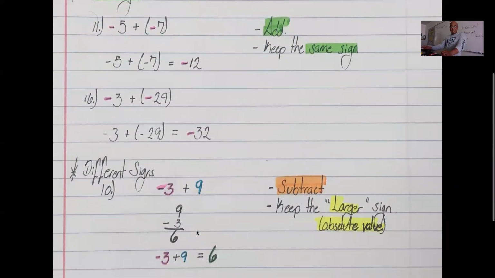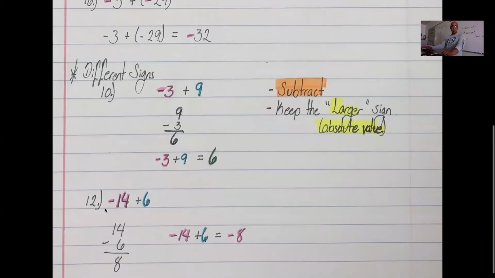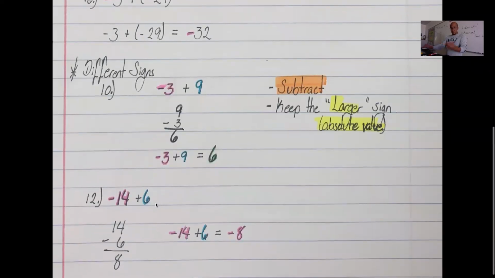Now, when you're combining or adding 2 numbers that are going in opposite directions, you have to get the difference or the subtraction between those 2 and just keep the sign of the larger number. -3 plus 9 is positive 6. The next one, -14 plus 6, again, different signs. So we subtract them, it's 8, but we have more negatives than positives. So it's going to be -8.